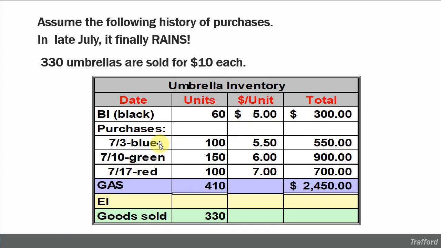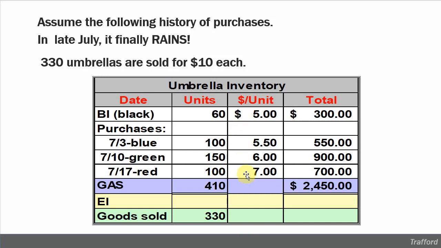Then we have his purchases during the month of July. So he wasn't selling any umbrellas during July because it just refused to rain, but Noah believed it was going to rain, so he just kept stocking up. So on July 3rd, he purchased 100 blue umbrellas, and there was a little bit of inflation. It's the same umbrella, just a different color. This time he paid $5.50 for those umbrellas. Then on July 10th, he went out and bought 150 green umbrellas for $6 each. On July 17th, he bought 100 red umbrellas. And there was lots of inflation this month, apparently. They now cost $7 each.